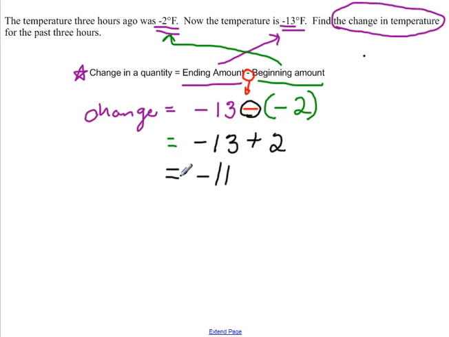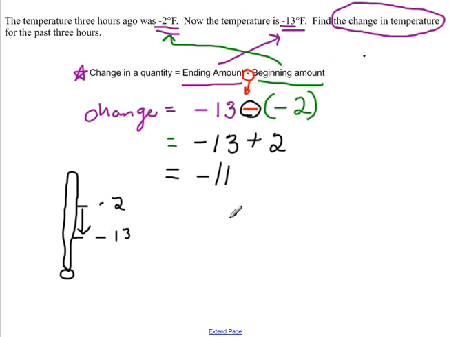And then if we want to make sure that that makes sense to us, well, let's just think about a thermometer. If I started at negative 2, so here was negative 2, and now it's down to negative 13, notice that my temperature has dropped, so we would certainly expect that the change would be negative, and to go from negative 2 to negative 13, yeah, it would have dropped 11 degrees.